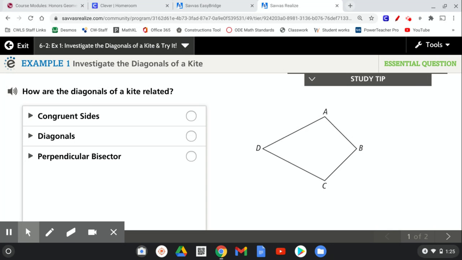All right, guys, so this is section 6.2. In section 6.2, it's all about properties of kites and trapezoids. So in a kite, and this would be something to put in your notes, draw this kite that we have here.